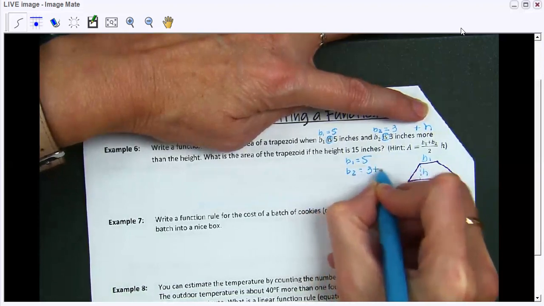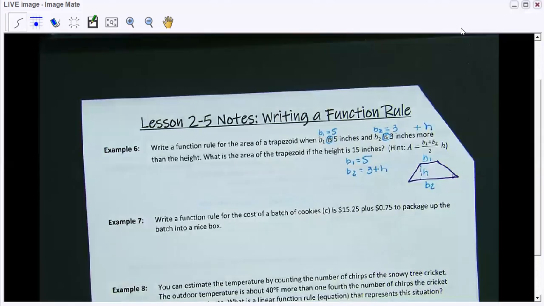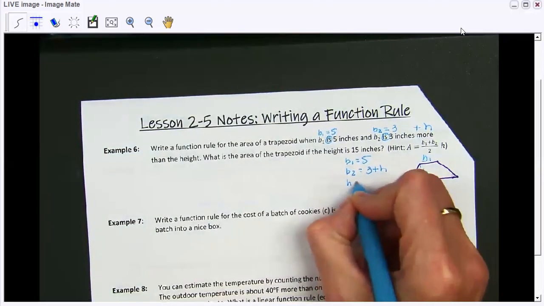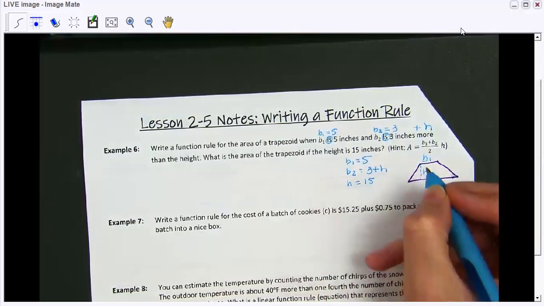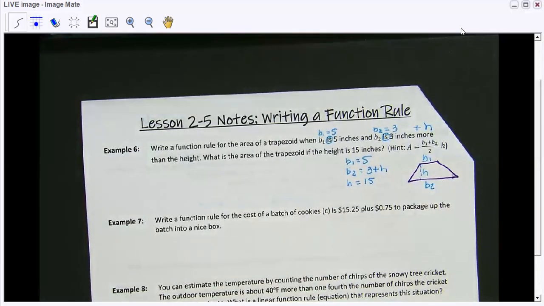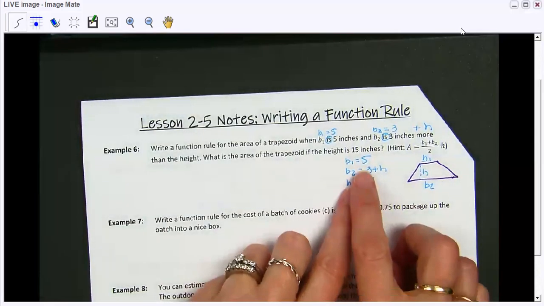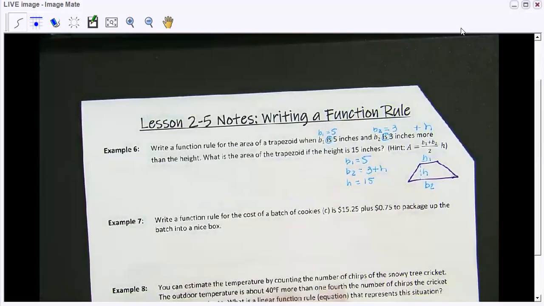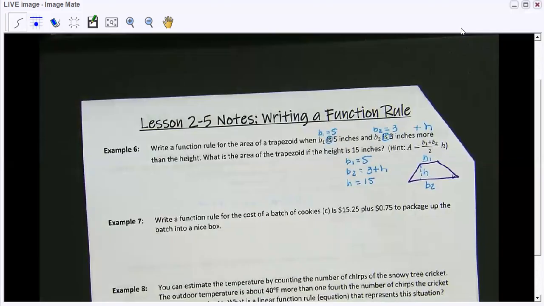3 plus the height. And then it tells us that our height is 15 inches. So it looks like we have everything we need to solve this puzzle. All right. So what I'm going to do is plug in everything except for the height, because I want you to see that formula before you start solving.